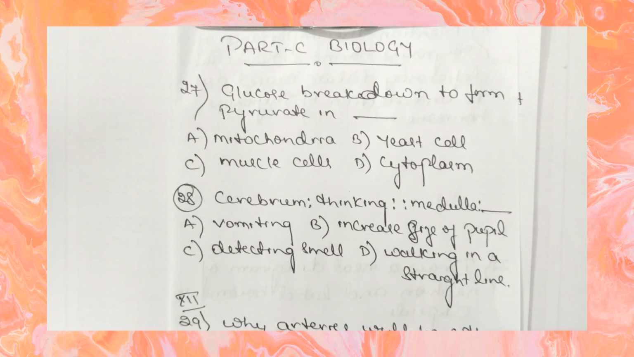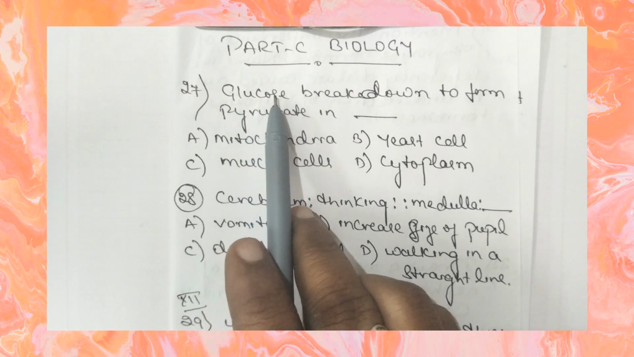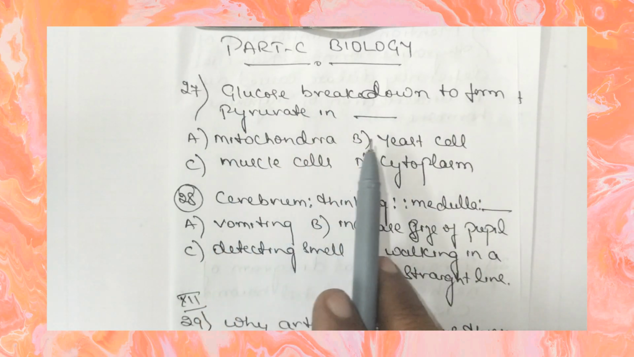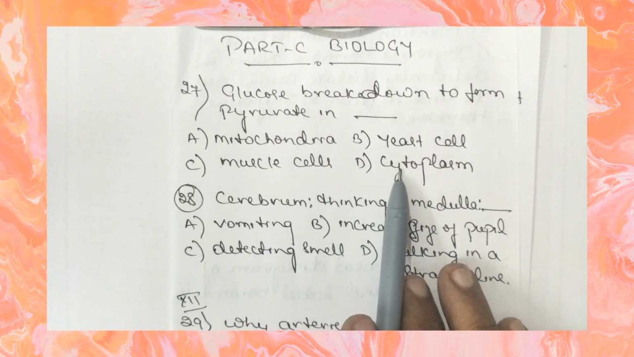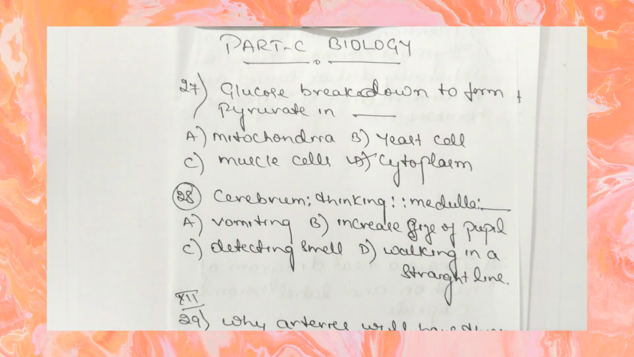In this video, we are going to continue class 10 science. This is the midterm examination paper, part C biology. In the previous video, we have answered part B chemistry. Then in this video, we are going to answer part C biology. The first question is: glucose breakdown to form pyruvate occurs in mitochondria, yeast cell, muscle cells, or cytoplasm. The right option is cytoplasm.